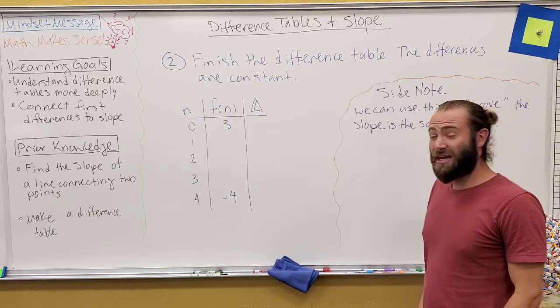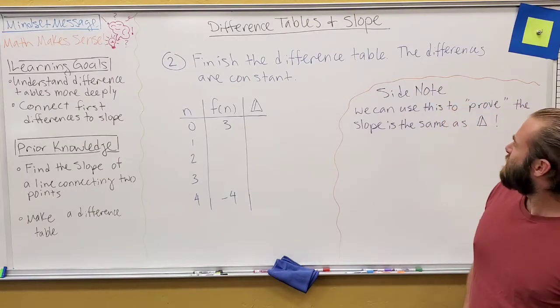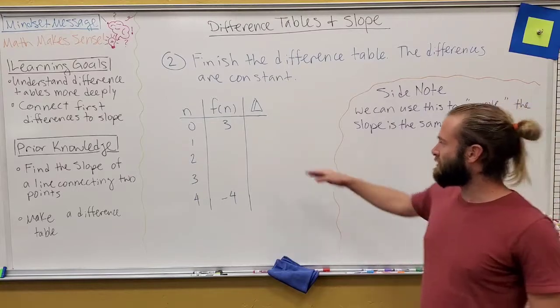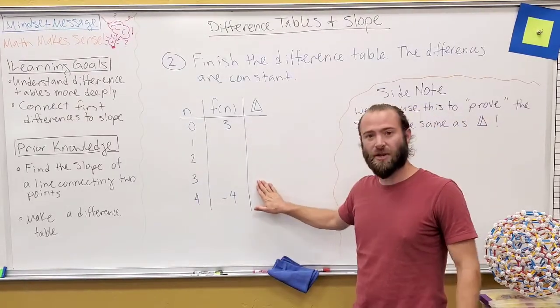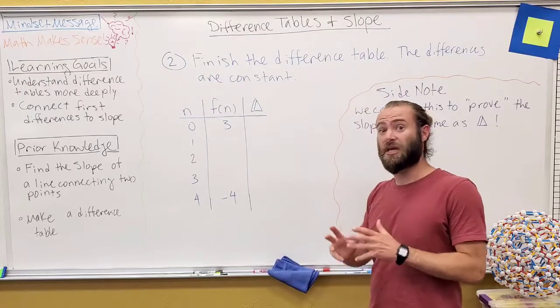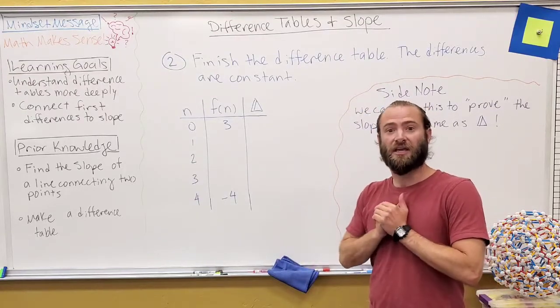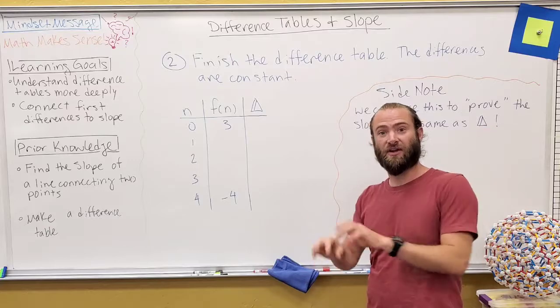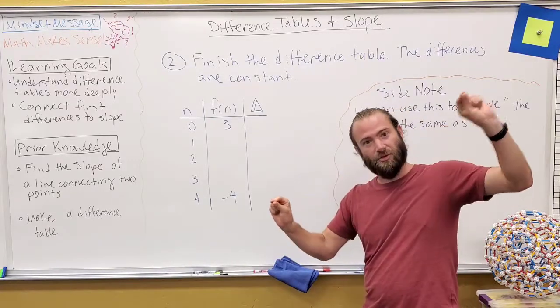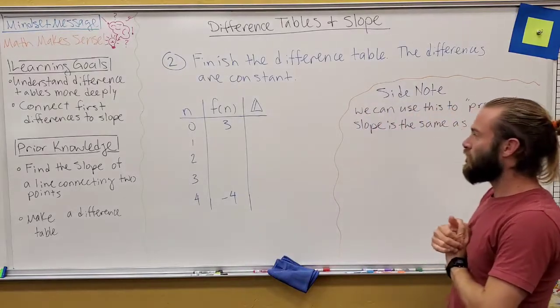All right, let's look at our next example. This says, finish the difference table. The differences are constant, so we're going to assume the differences are constant. Whatever this is, it's the same number the whole time, right? And we saw last lesson that that means it must be a linear function, aka its graph forms a line, right? All the points that fit the equation all line up in a perfectly straight line.